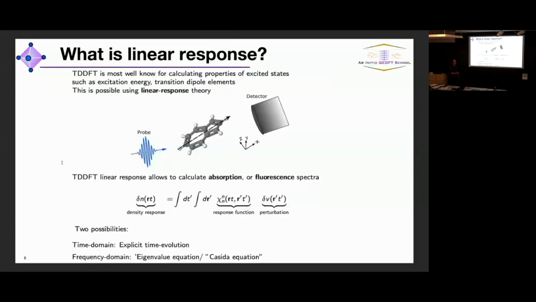Okay, and then more formally, what we can do is, so the acetylene molecule. So generally we do that, we probe the system and then we detect at some point, as I was mentioning, and then maybe you kick the system at r prime, t prime, and then you ask for the response at r and t.